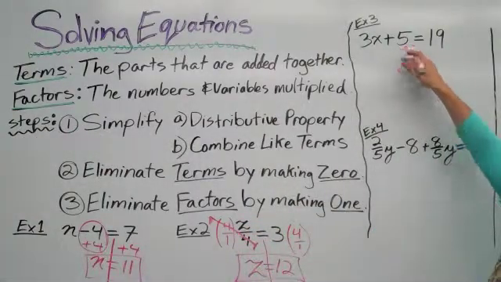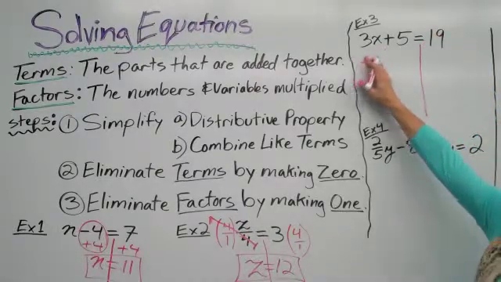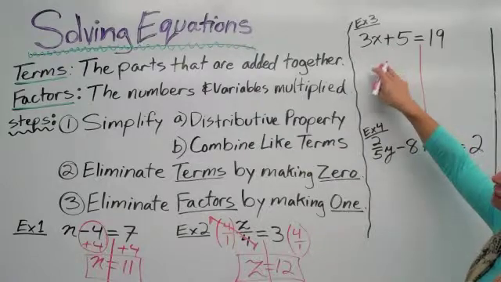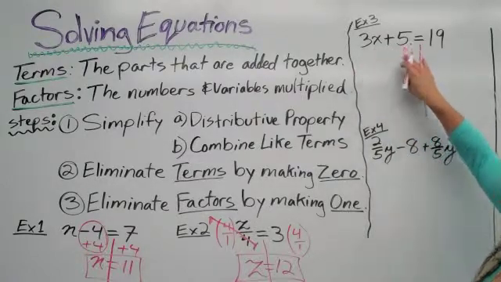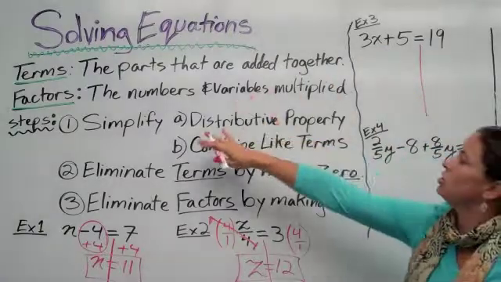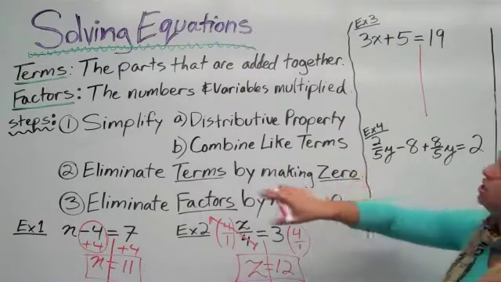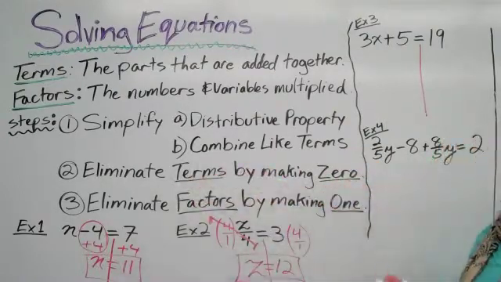Number 3, example number 3. Again, I'm going to start with the building of the fence. And my goal is to get the x by itself. Well, in this one, I have 2 terms, and this term has 2 factors. So if I start with simplify, I don't have any distributive property, I don't have any combined like terms, so I need to start by eliminating terms by making a 0.